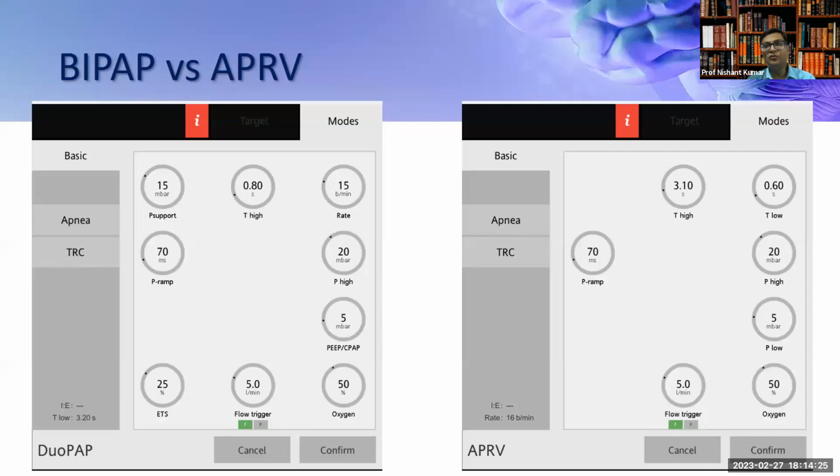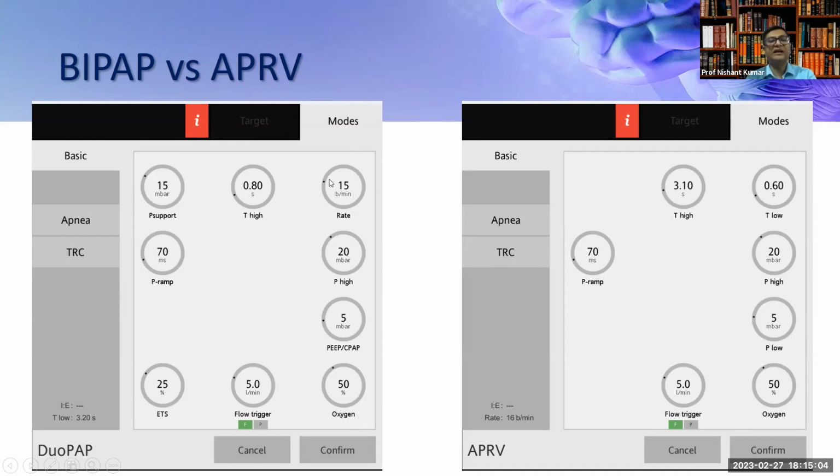Now, if you see these two settings, on the left of your screen is the BiPAP, and on the right of your screen is the APRV. In APRV, as I said, what you set is FiO2, then we set the P low, P high, T low, and T high, and the P ramp. How much is the rise time and the flow trigger? In the BiPAP, what we set is oxygen, FiO2. Again, we set the PEEP, that is P low. We set the P high.